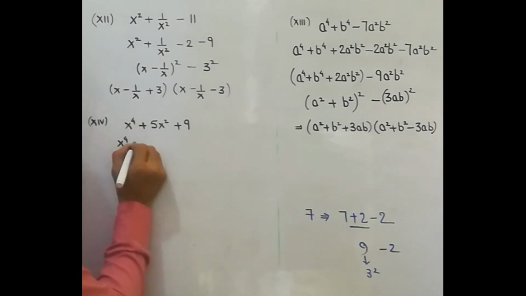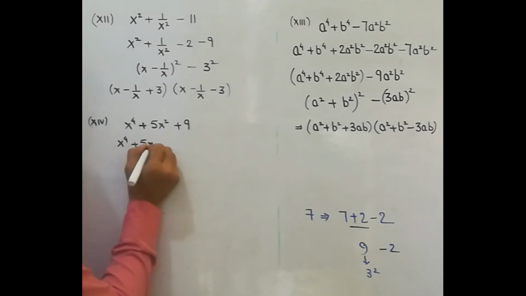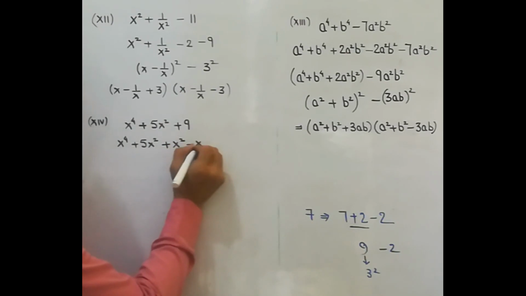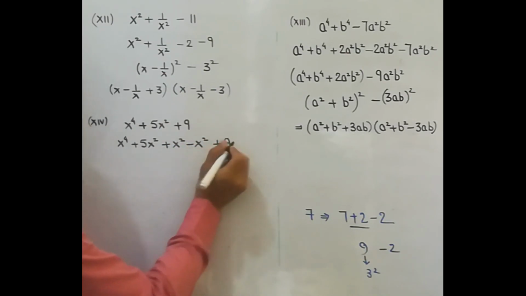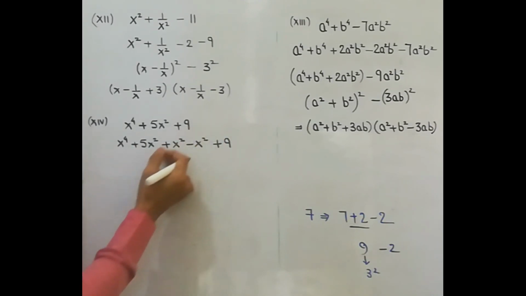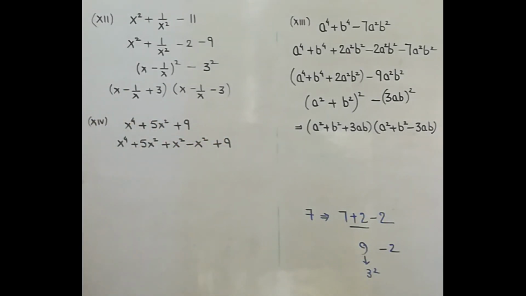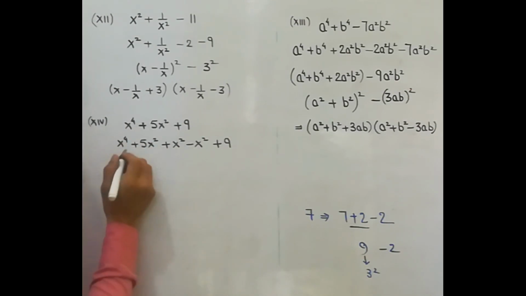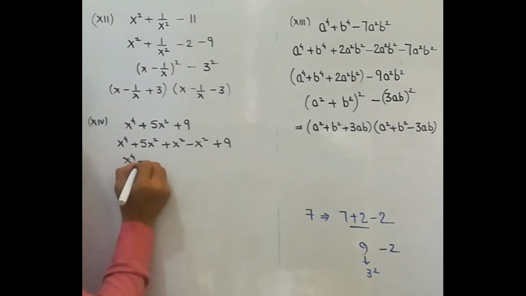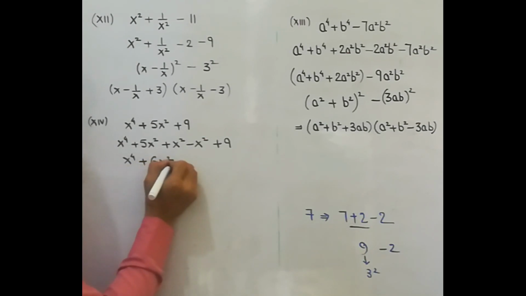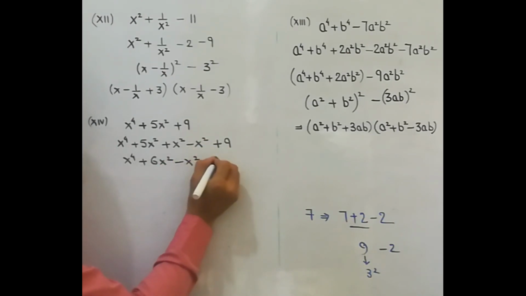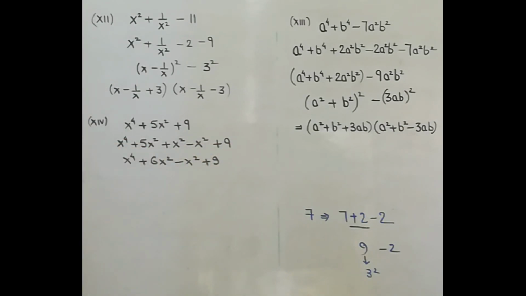This is plus 5x square. Can I write it like this? I am going to add x square and subtract x square. That makes no change, because plus x square minus x square will cancel, it remains the same. But now you see, this x square added to 5x square makes it 6x square. And then you can take this minus x square and plus 9.